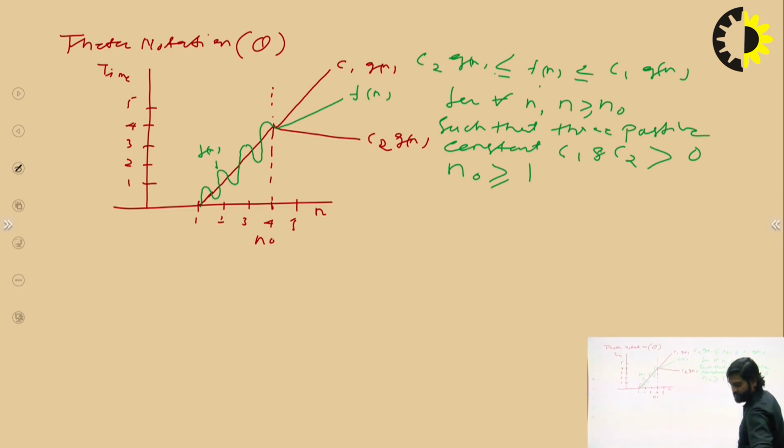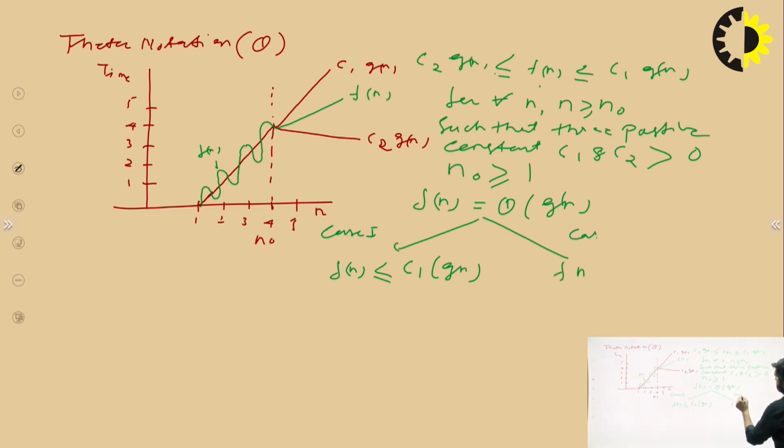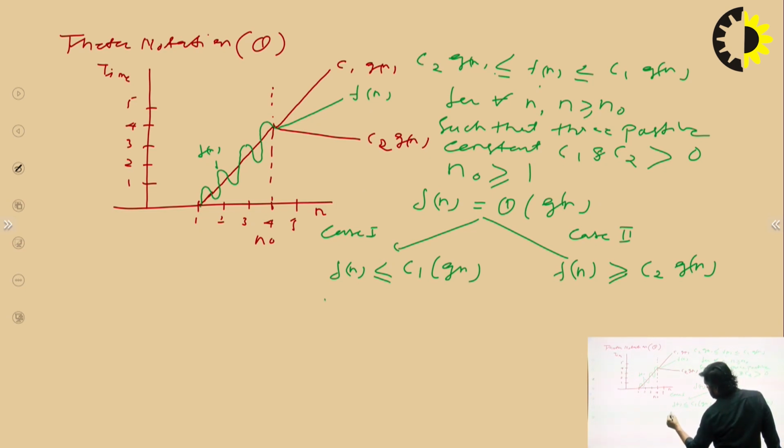Okay, now observe here. In this case we define f of n equal to theta of g of n. Now we observe it. There are two cases. The first case: f of n is less than or equal to C1 g of n, and the second case: f of n is greater than or equal to C2 g of n. This is defined as both cases here.